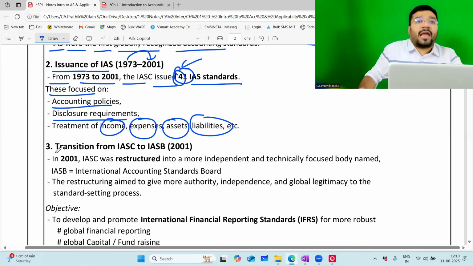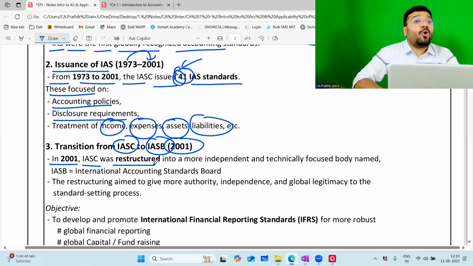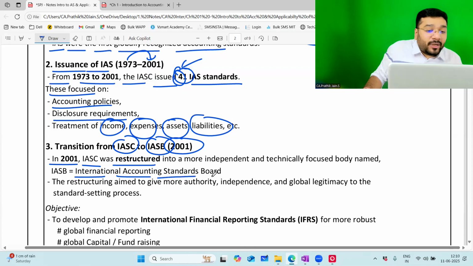Then in the next phase, what happened? In 2001, this IASC was scrapped and was converted to something called IASB, International Accounting Standard Board. In 2001, IASC was restructured. In IASC, we had old people having old thoughts. So we had to remove the old people and bring in new, energetic people who understand this in a better, larger way. We constructed a new board called International Accounting Standard Board.